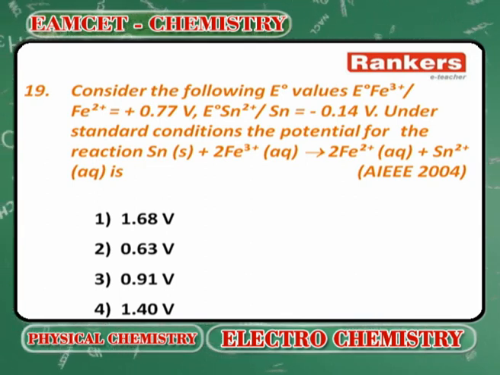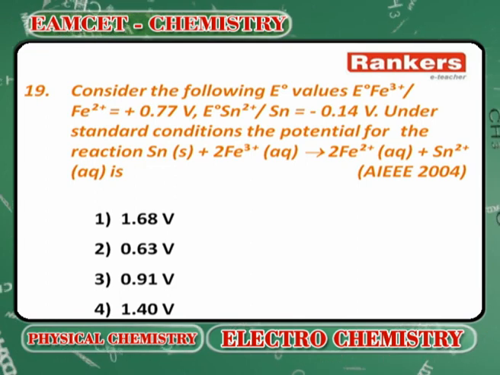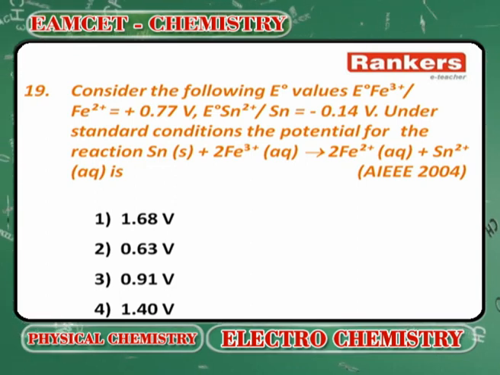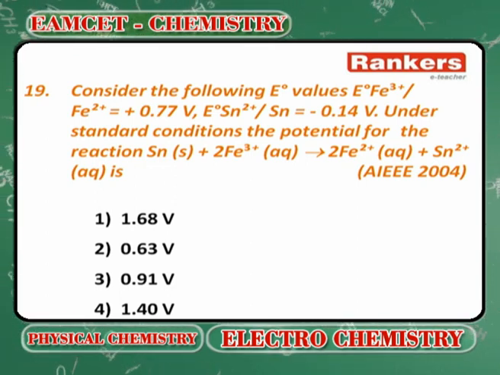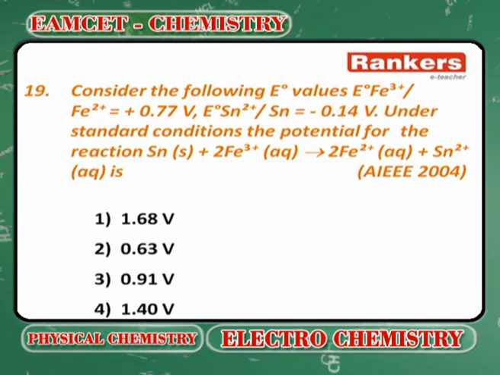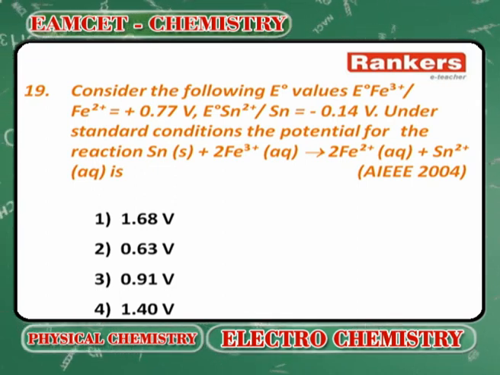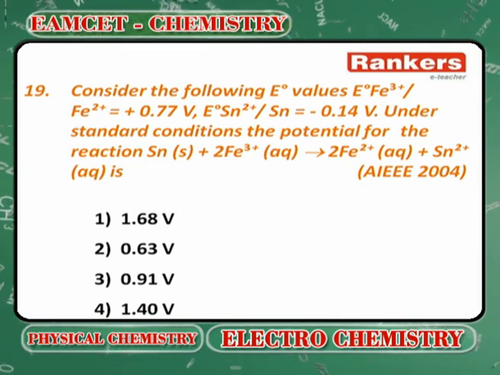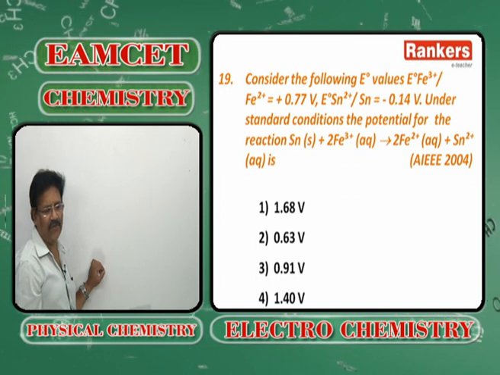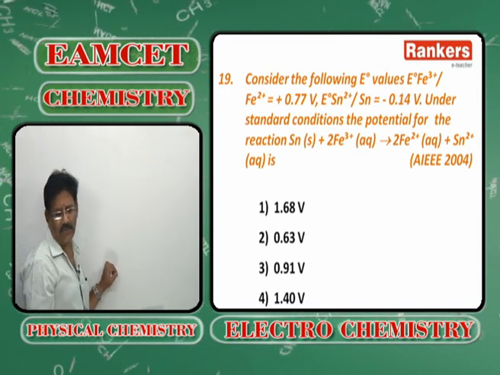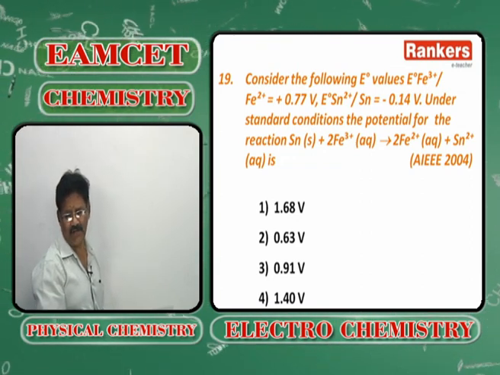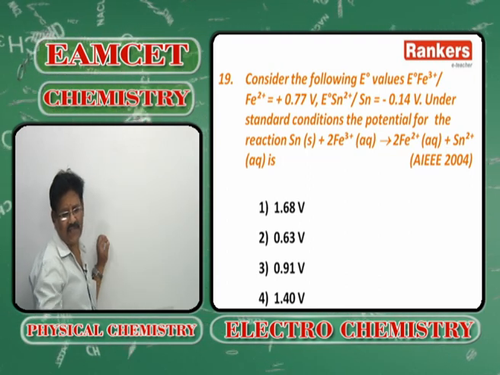Considering the following E naught values for Fe plus 3, Fe plus 2 and 0.14, under standard conditions, the potential of the electrode under standard conditions. While constructing a galvanic cell, the electrode with a high SRP value will function as the cathode. The electrode with a lower SRP value will function as the anode. In the given set, which is functioning as the anode?